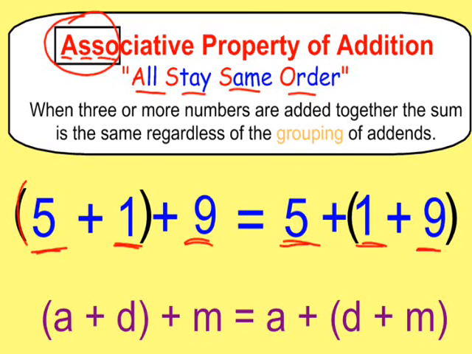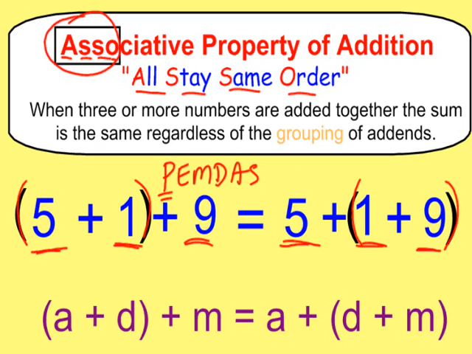On this side, we've grouped the 5 and the 1, and on the right-hand side of the equation, we've grouped the 1 and the 9. Now, the property states it doesn't matter how we group those add-ons, we'll end up with the same sum. Well, let's see if that holds true. Now remember, you've got to use order of operations, PEMDAS. We always do parentheses first.